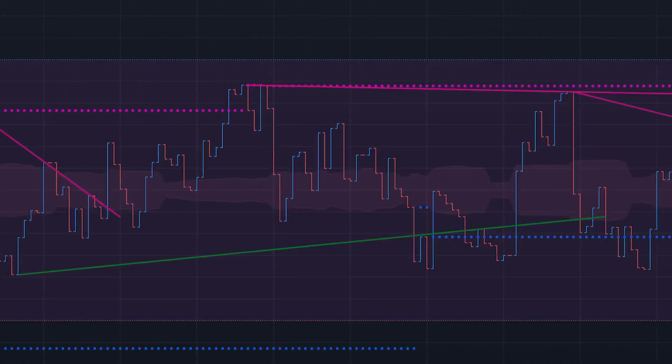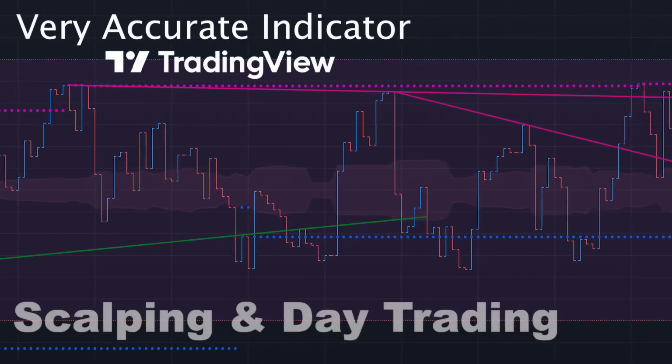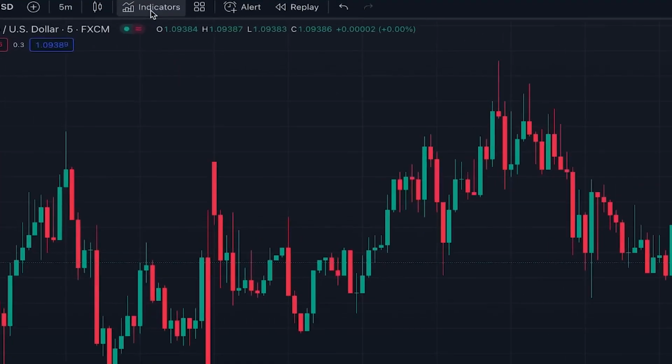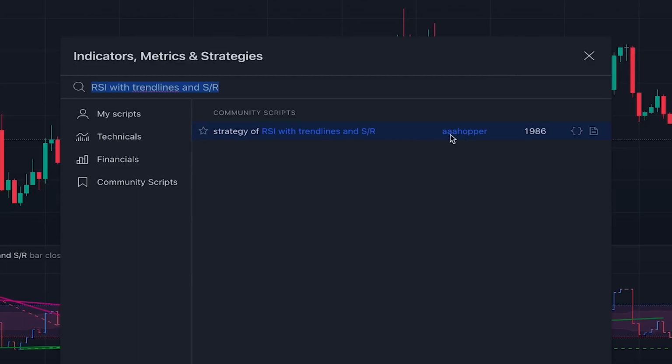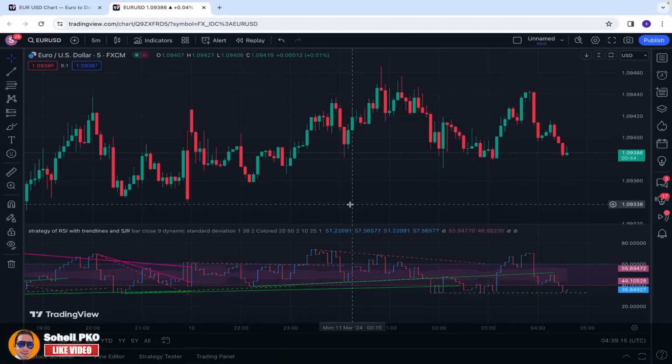In today's video, I want to introduce a very accurate indicator on TradingView, which is a perfect choice for scalping and day trading strategies. To add this amazing indicator to our chart, here we click on indicators and we search RSI with trend lines and SR. This one, which is written by someone named AAA Hopper.